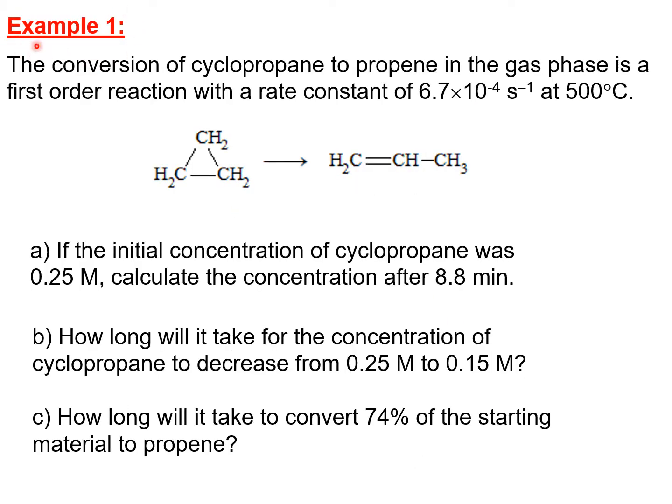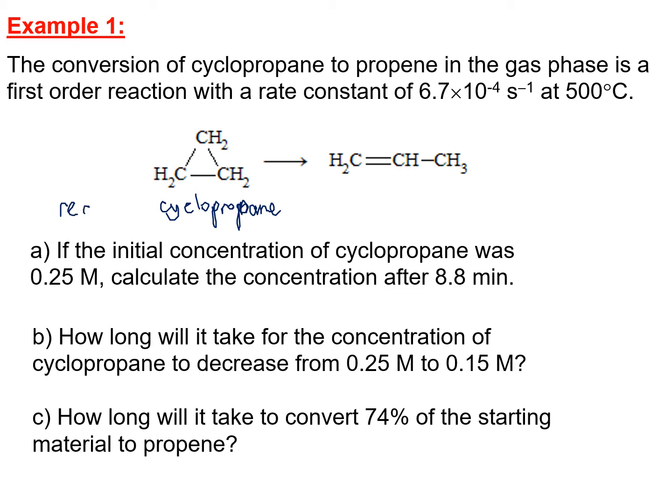Let's look at example 1. This example, this question, Miss took from the tutorial questions, okay? The question tells us that cyclopropane is converted to propene in the gas phase and it's a first order reaction. Okay, so this is cyclopropane, this is your reactant. Your reactant is cyclopropane.